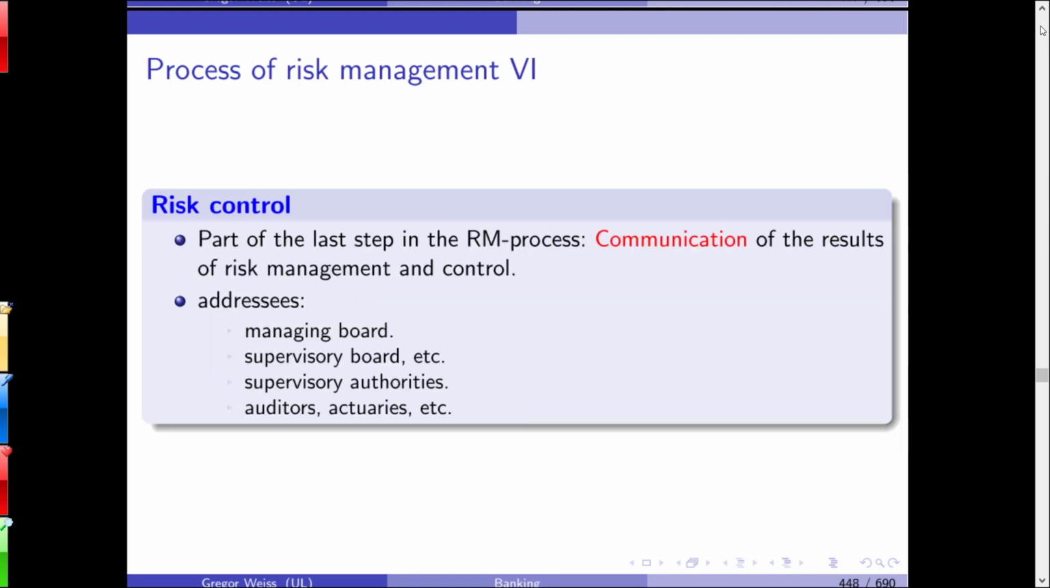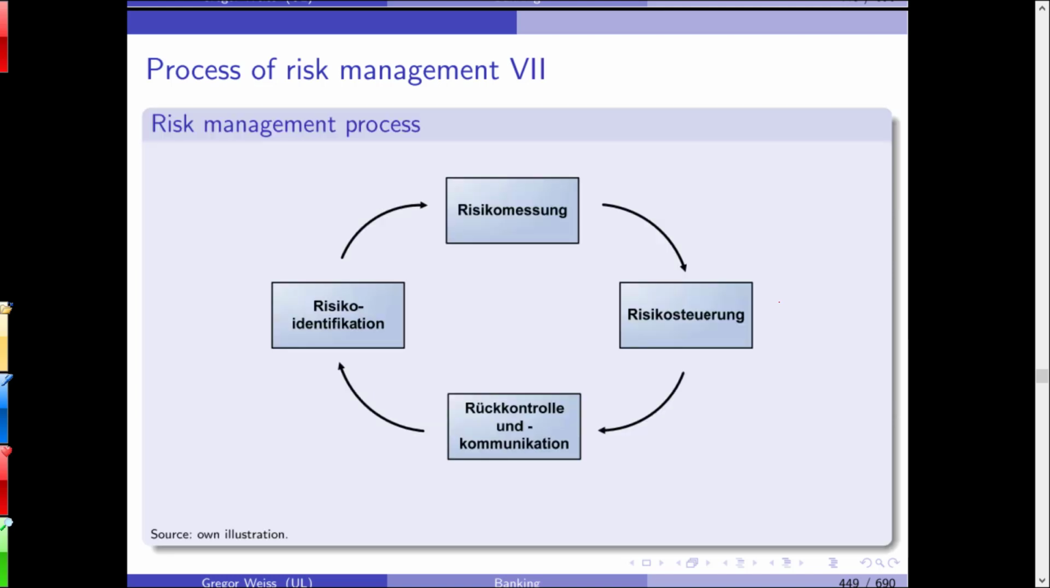That's risk control. And the last part is you need to communicate and inform all relevant stakeholders: the managing board, the supervisory board, supervisory authorities, auditors, public accountants, actuaries in insurance companies, and so on. Everyone who needs to know about risk management needs to be informed about the methods used and the risks identified. If you pull up a risk report from a bank from the internet, you will see what type of information they provide. This is the risk management process. And again, it's a continuous process. You have to do this again and again and again.